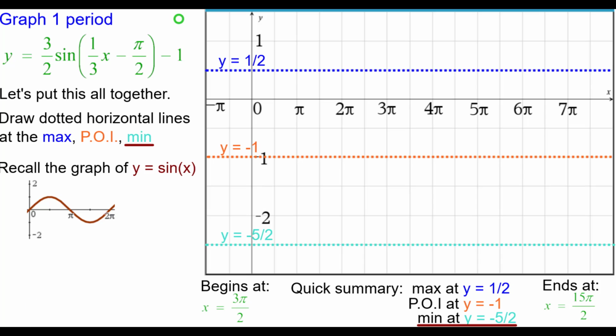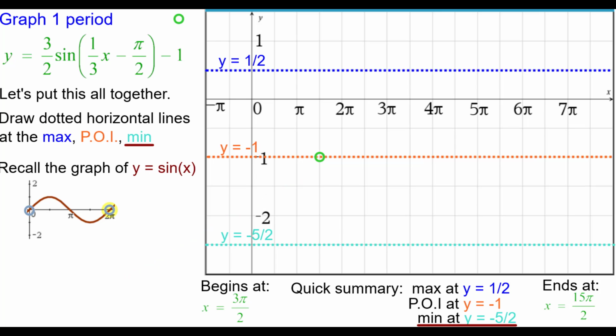So we need to plot the five points of interest along the sine graph. So we'll start off with the first point of inflection at the beginning of the period, which is normally at 0, 0. But for our purposes, it's going to be 3 pi over 2, negative 1, because the period starts at 3 pi over 2, and our points of inflection are along the line y equals negative 1. So there's our initial point right there that corresponds to this one.